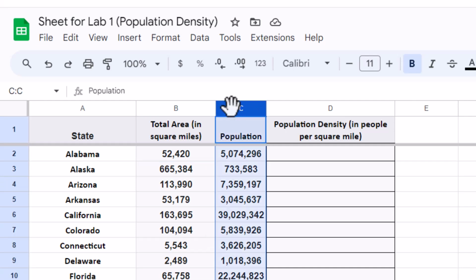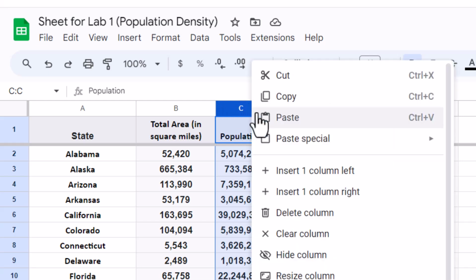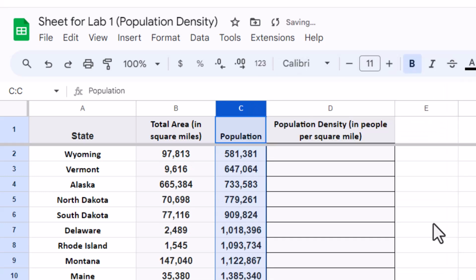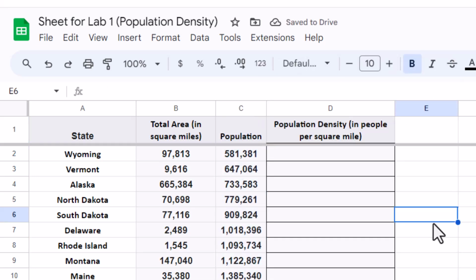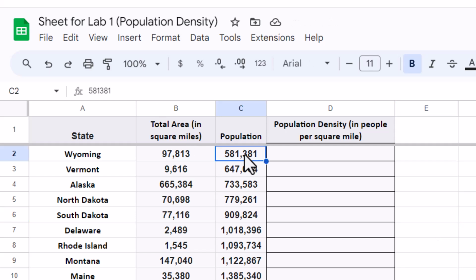Now, what I'm going to do real quick is sort column C, let's sort it ascending. Because what this does is it puts the smallest state's population at the top, which is Wyoming, only about 500,000 people. Vermont has the next larger number of people. Alaska has the next larger number of people. North Dakota, and so forth and so on.